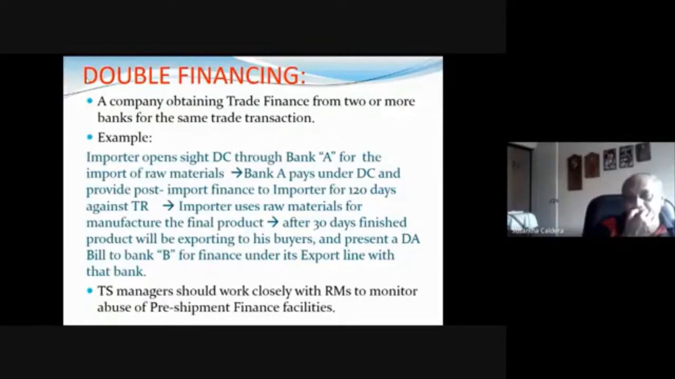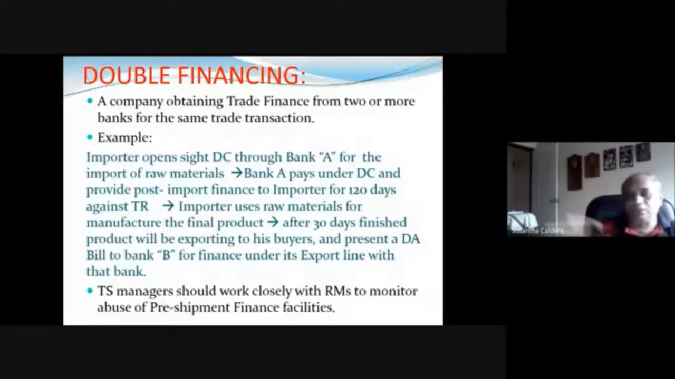Importer opens a sight LC through bank A for the import of raw materials. Bank A pays under the LC and provides post-shipment finance to the importer for 120 days against TR. Bank A settles the bill by providing an import finance loan for 120 days against TR. Trust receipt loan, 120 days.